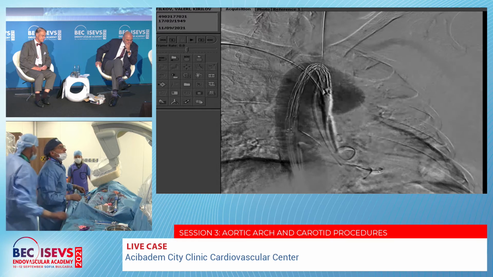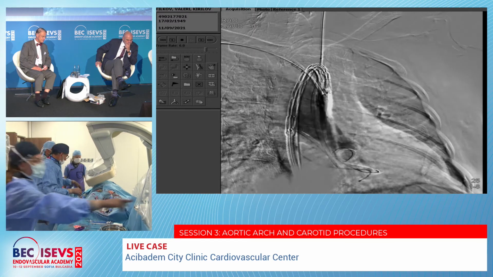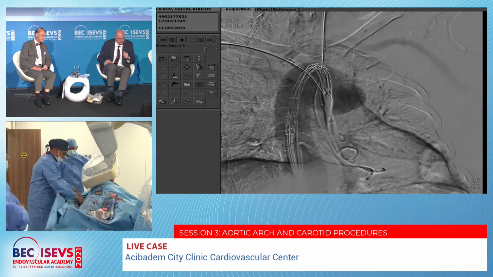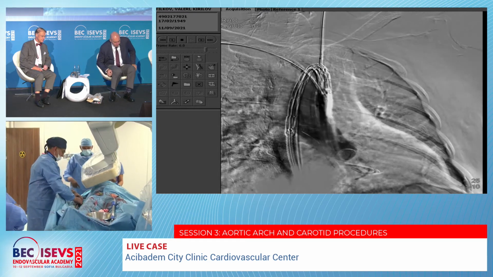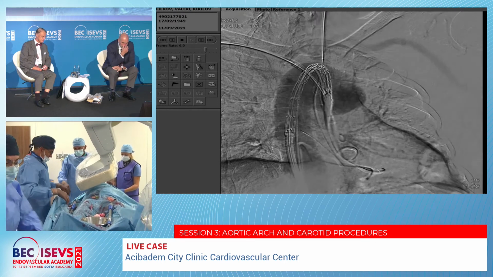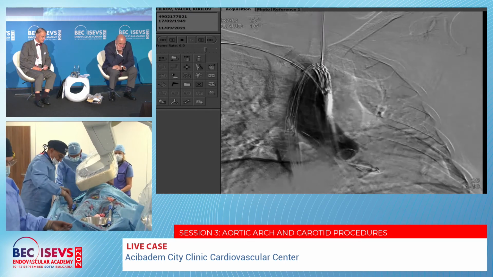Not bad. Okay. Okay. Ready for 160. It's necessary to put a second stent from the left carotid artery. Okay. Let's go. Let's go with the stent.